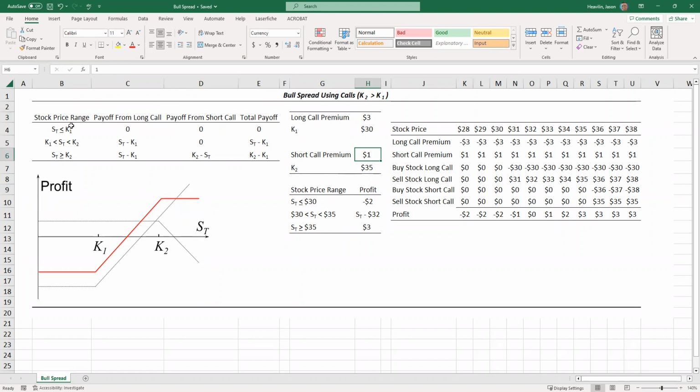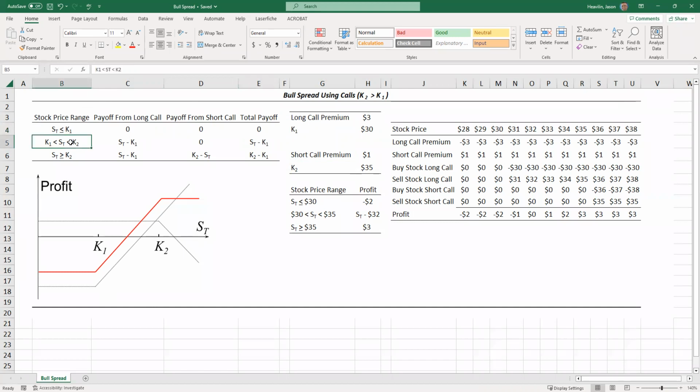Okay, so let's start. The stock price may fall in one of three categories when you do this strategy. The stock price could be below or equal to K1, and because it's below or equal to 30, it's definitely below 35. So if the stock price is below or equal to K1, in this case 30, there is no payoff for either one of the options. So your total payoff is 0. So 0 plus 0 equals 0.